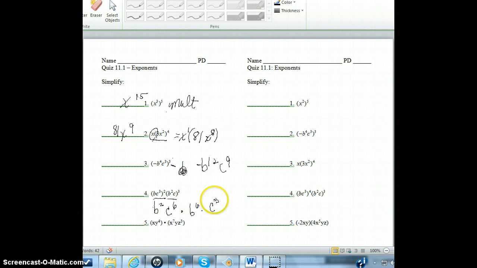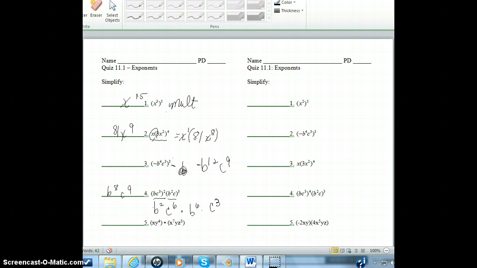Okay, now we have like terms here, c cubed. So we have some things that are alike. We have the b's and the c's. And when you have the same base, what do we do? When you have the same base, you add your exponents. So the final answer is going to be b to the 8th power c to the 9th power. Okay, b to the 8th power, c to the 9th power.